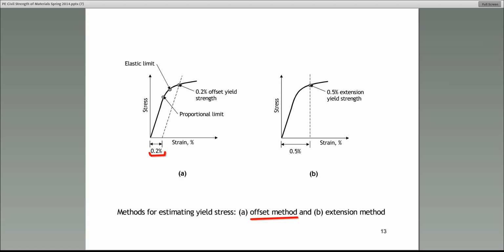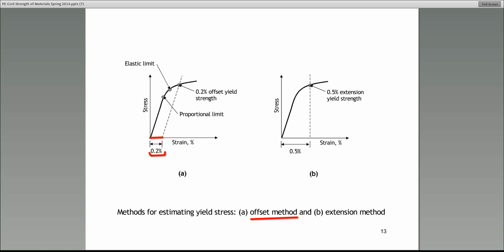However, structural engineers need to have a value they can use as the yield stress in their calculations. So for materials that do not exhibit a well-defined yield stress, this is what we do. We use the 0.2% offset method. And to do it, we just simply take the stress-strain curve and literally we measure 0.2%.